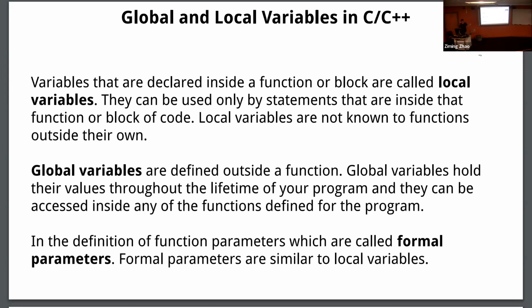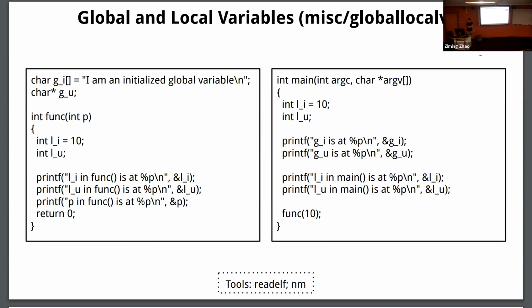Parameters are actually kind of like local variables, so we skip that for now. Now we look at a very simple example. It's called global and local variables. We have a main function. The main function has two arguments here. The first one is an integer, the second one is a pointer.